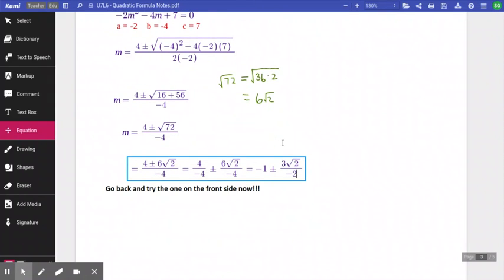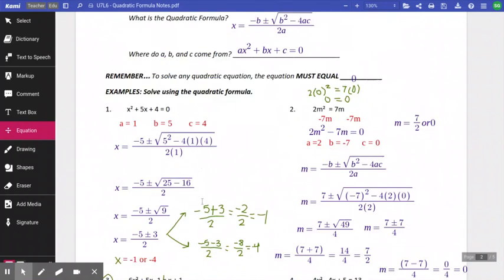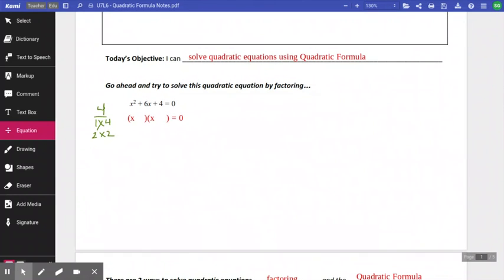So there's one last one for you to try. Remember that one at the very beginning of class that we could not solve by factoring? We could not solve it by factoring because the answer has a square root in it. So I'm going to have us scroll back on up here, and the last thing I'm going to have you do is go ahead, instead of solving by factoring, solve this one now using quadratic formula.